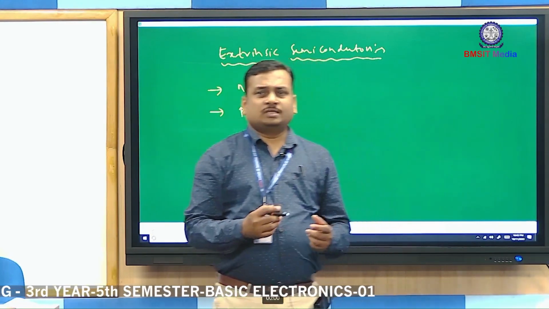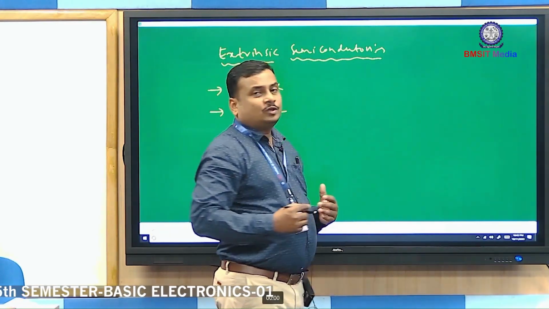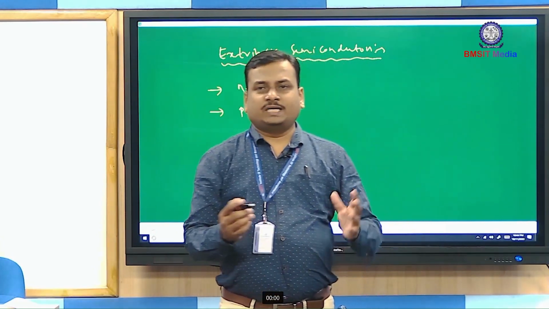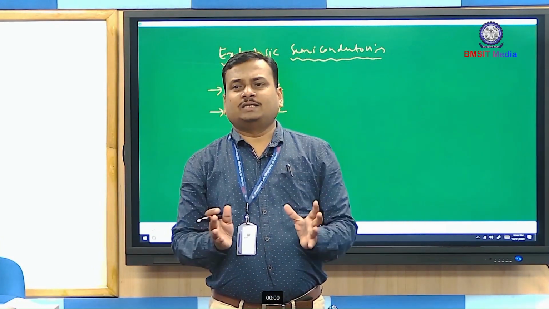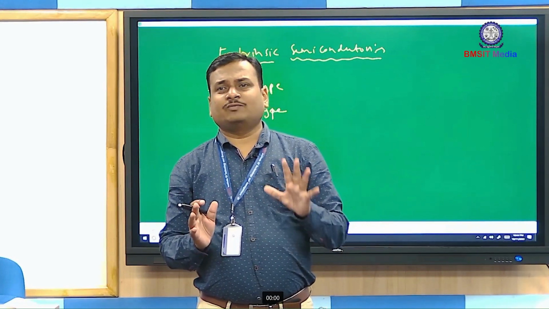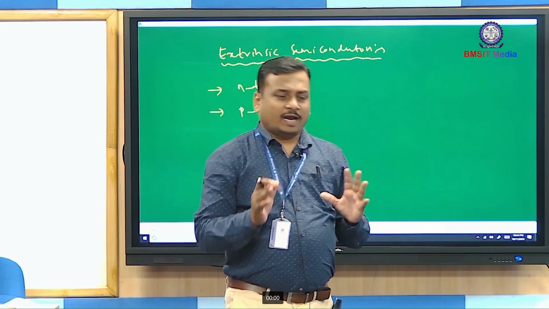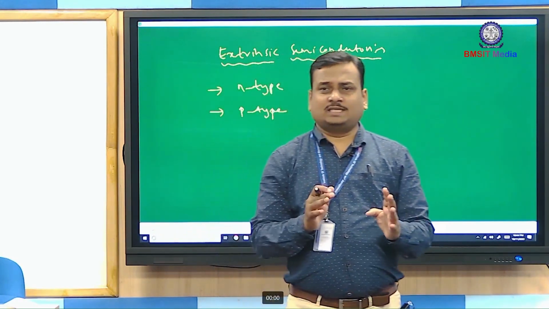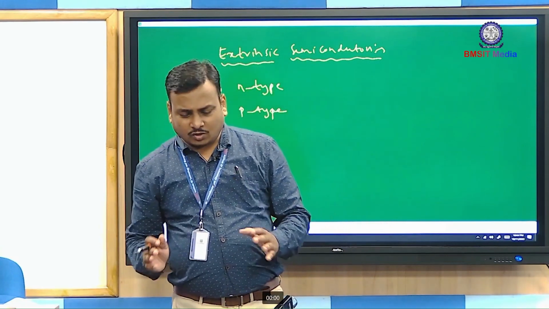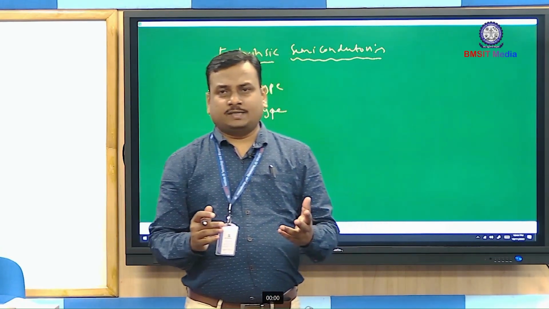In order to form this N-type semiconductor, we will be adding a pentavalent atom. Pentavalent atom means in the valence orbit, or in the outermost shell, it will have 5 electrons. One property I told you: intrinsic semiconductor will have 4 electrons in the outermost orbit, right?